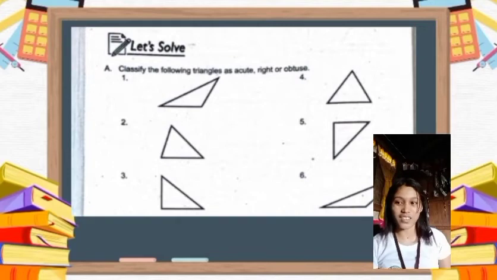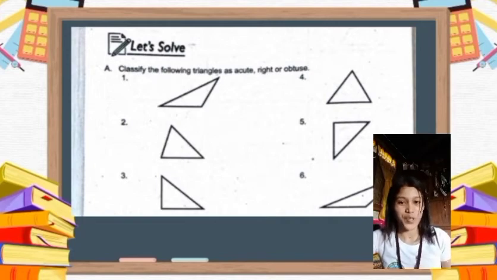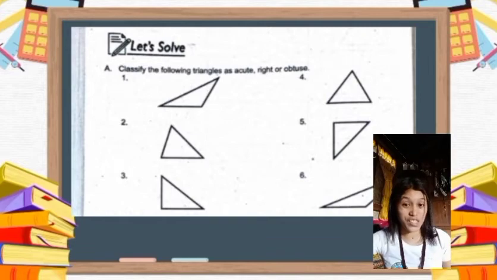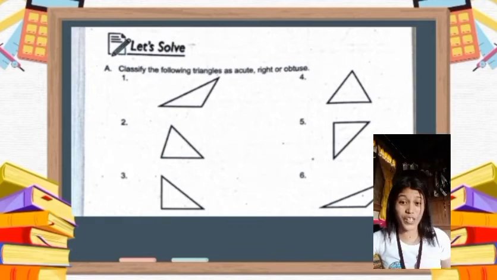So number 1, letter A, classify the following triangles as acute, right, or obtuse. So the answers are: number 1 is obtuse, number 2 is acute, number 3 is right, number 4 is an acute triangle, number 5 is right, and number 6 is an obtuse triangle.